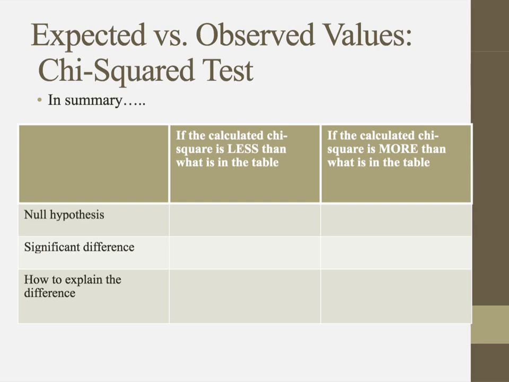So just to summarize how to interpret these table values from the chi-squared test. If the calculated chi-squared, what you found in your calculations, is less than what's in the table, then we have to accept the null hypothesis that there is no significant difference, and that any difference between what you observed versus what you expected was probably due to random chance. Okay, bad samples, small samples, variables, all that kind of thing.